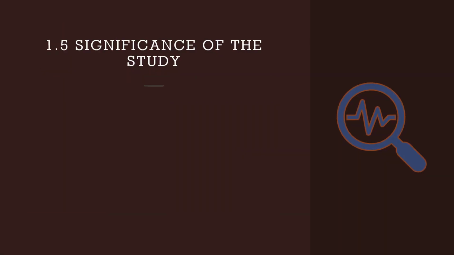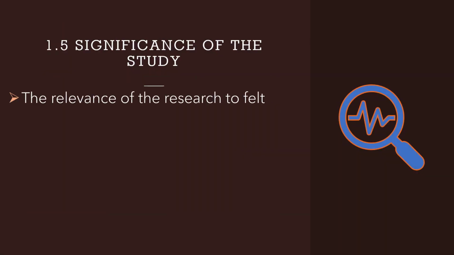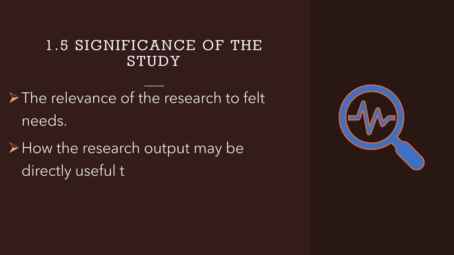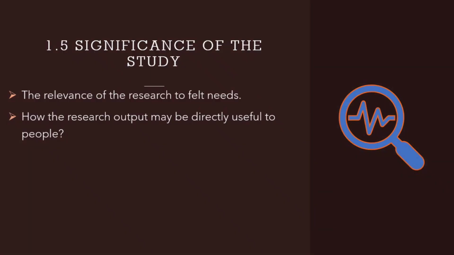Okay, next subsection is the significance of the study, or 1.5, significance of the study, the relevance of the research to felt needs, and how the research output may be directly useful to people. After having stated the problem, the objective, and the research question, you should include a section on significance of the study in which you tell the reader the contribution of your study. So focus should be on the following. So why is your work or study important?